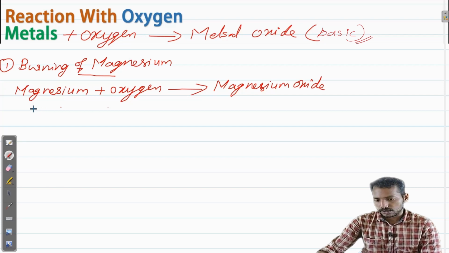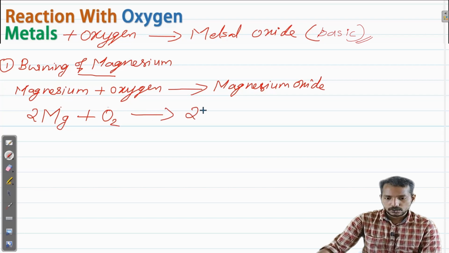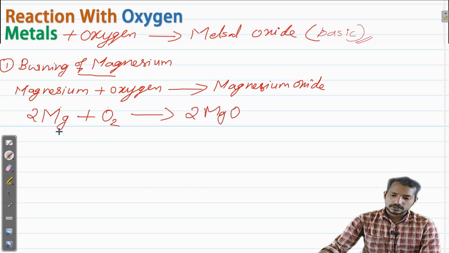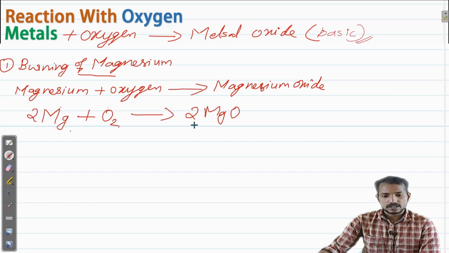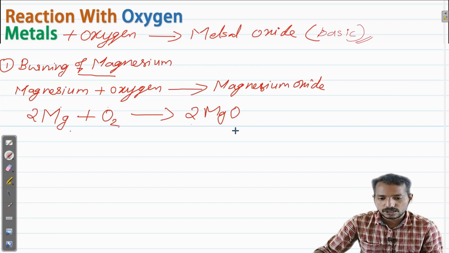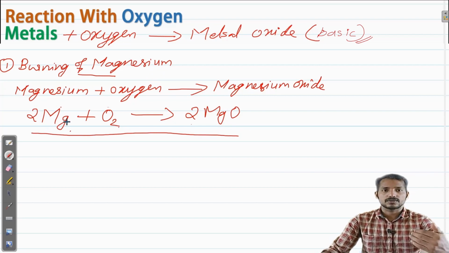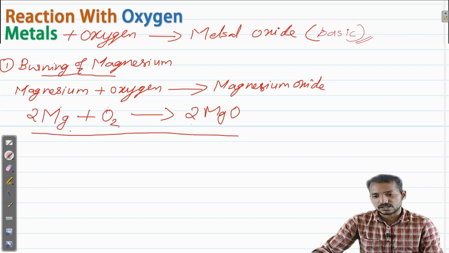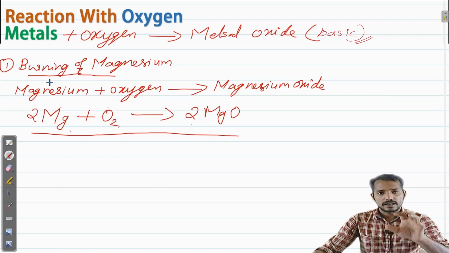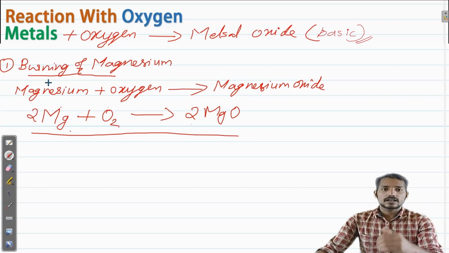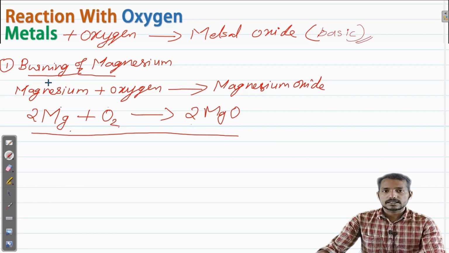We can also write this equation in terms of symbols, that is 2Mg plus O2 gives 2MgO, that is magnesium reacts with oxygen to give magnesium oxide. This is the chemical equation for the reaction of magnesium with oxygen. That means this is the burning of magnesium. So burning is actually a reaction of a substance with oxygen. Here we burn a metal, that is a reaction of metal with oxygen, which gives metal oxide.